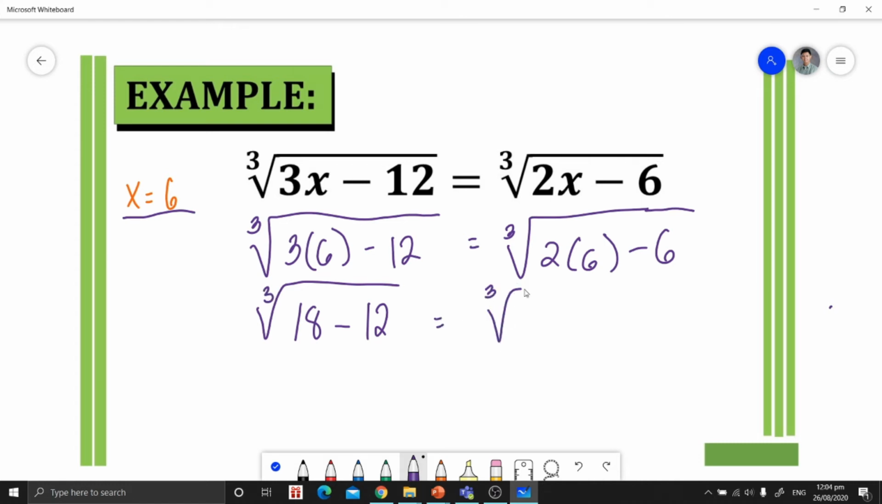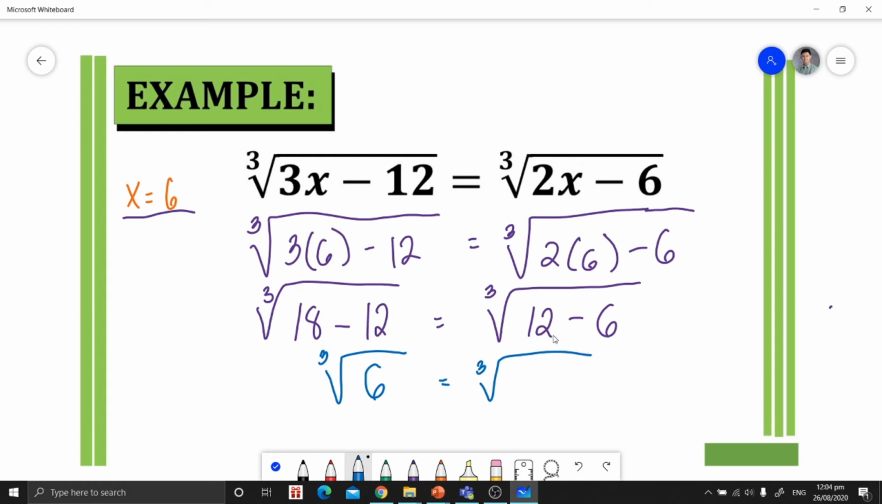Okay, 2 times 6, that is equal to 12 minus 6. Then combine. So we will have cube root of 18 minus 12, that will be equal to 6. So we have cube root of 6 here. Is it equal to the cube root of 12 minus 6? 12 minus 6 is also 6. Since these two sides are equal and it satisfies our equation, we can now conclude that our variable is equal to 6.